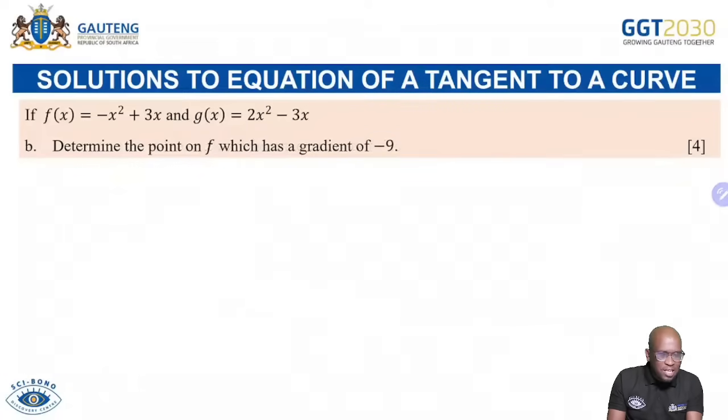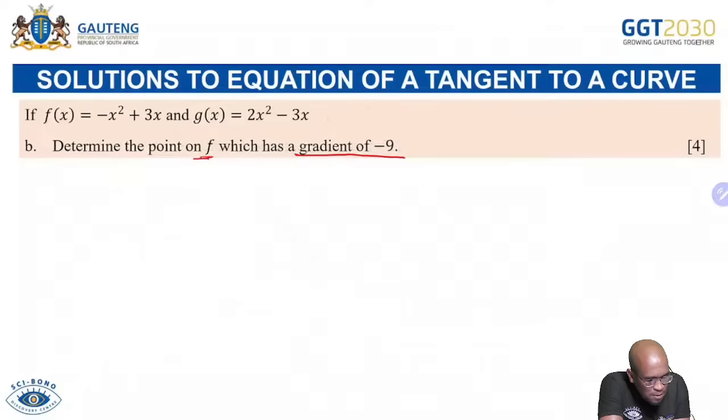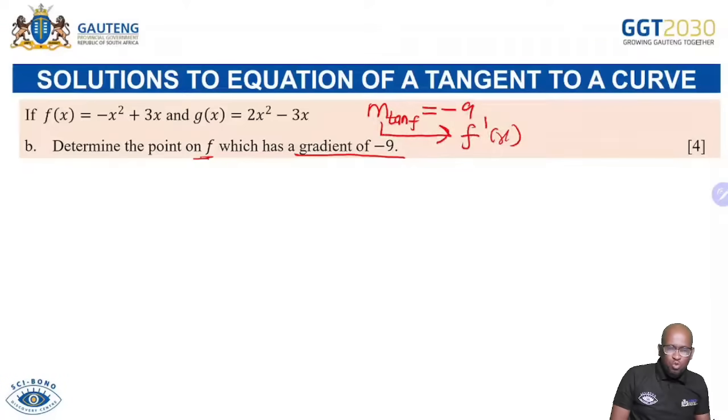It says, determine the point on f at which the gradient is equal to negative 9. So we are given the gradient of a tangent of f is equal to what? Negative 9. What do we know about the gradient of the tangent of f? It is the derivative with respect to x of the function f, all right?